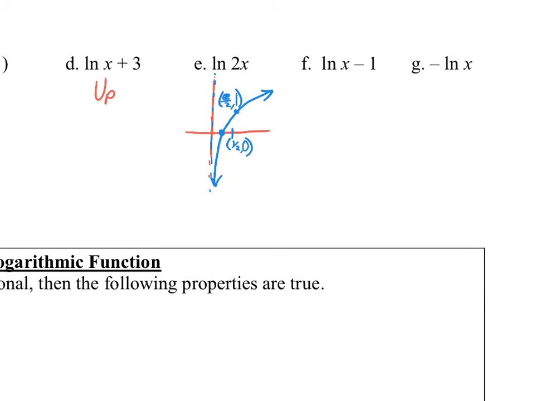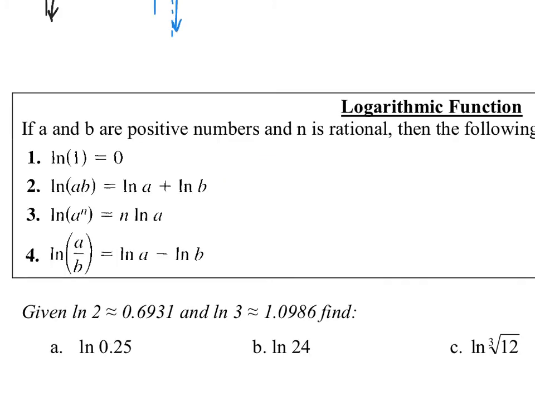And then you have the other transformations as well. F, what happens on F? ln of x minus 1. Yeah, that's going to go down 1. And how about G? Reflect across the x-axis. Good. Reflect across the x-axis.